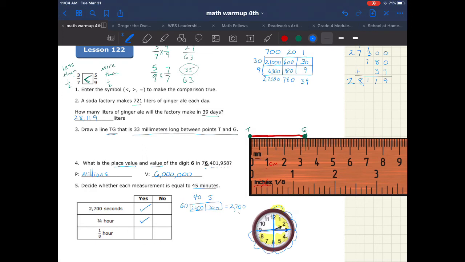And now they have 1/8 of an hour. Well, we just figured out 3/4 of an hour is 45 minutes, and 1/8 is not the same as 3/4, right? They're not equivalent. If we took 3/4 times 2/2 to make it be eighths, we'd have 6/8, not 1/8. So this one's definitely no. Okay, there you have it, lesson 122.